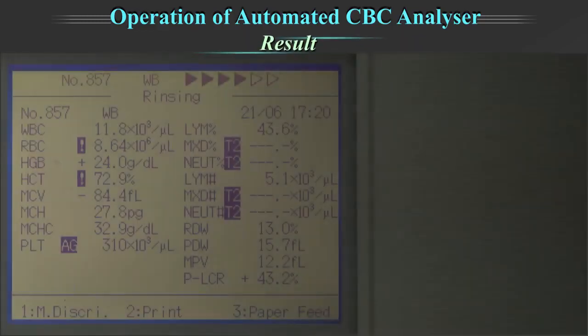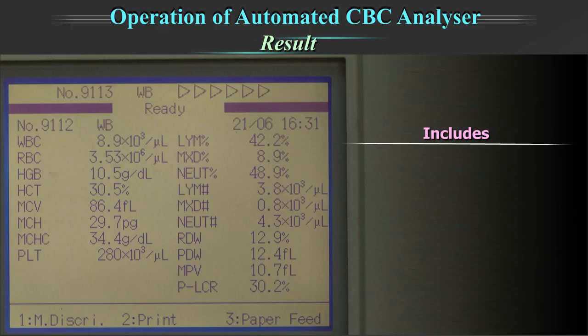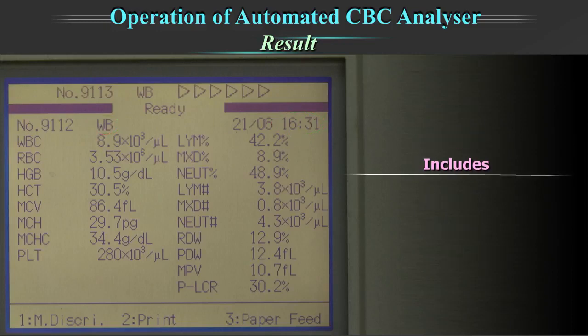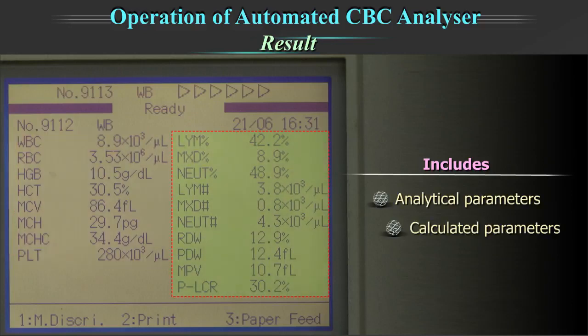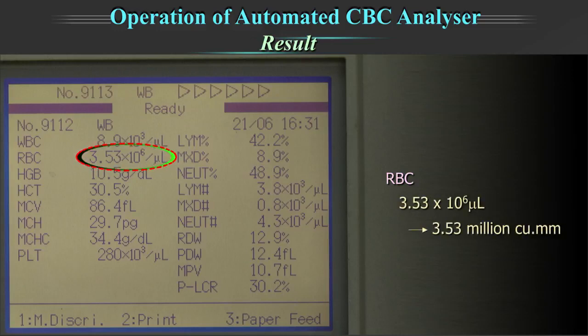Interpretation of results. Go through the results either from the screen or from the printout. The results include patient ID, date, time of processing the sample, and mode. The values of parameters, both analytical and calculated parameters, are displayed. Here, the white blood cell count is showing 8.9 × 10^3 per microliter, which means 8,900 cells per microliter. The red blood cell count is 3.53 × 10^6 per microliter.